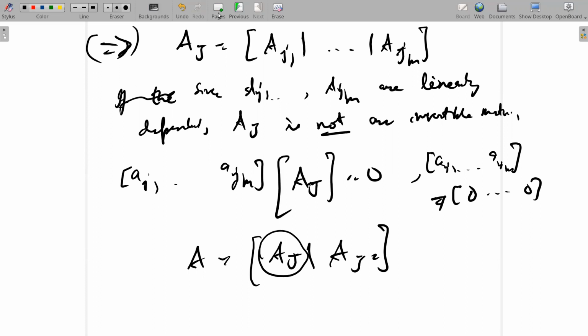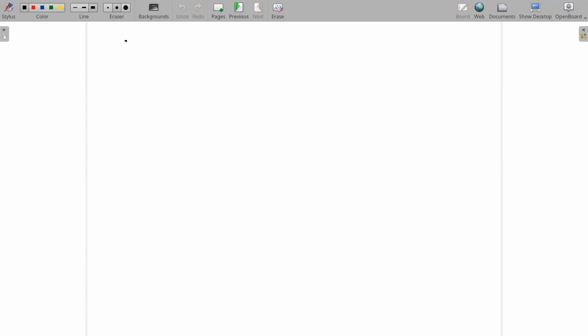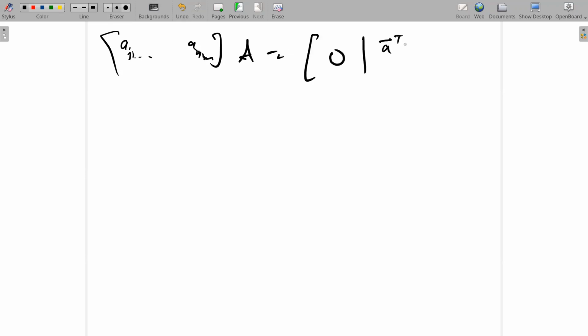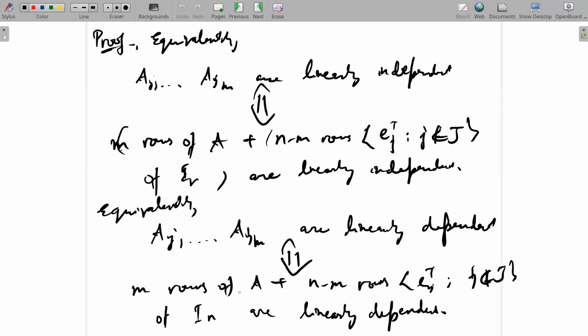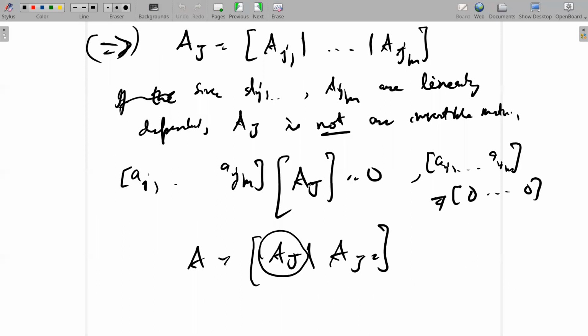So what happens when I multiply aj1 through ajm with the matrix A? AJ will give me 0, and then I have something, let's say A vec transpose, aj vec transpose, aj complement. So I have something here. Now look at what rows we have chosen from IN. We have only chosen those rows where J is not in J. So the rest we have discarded.